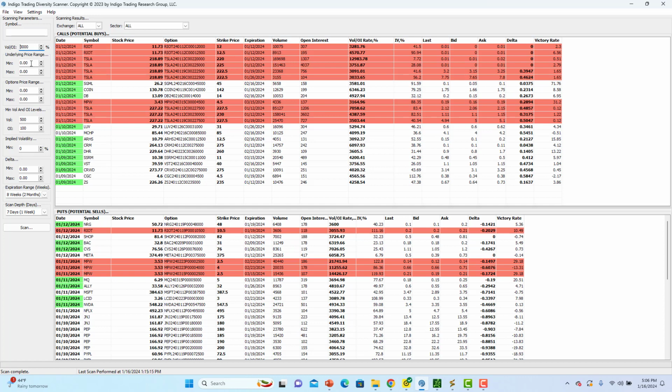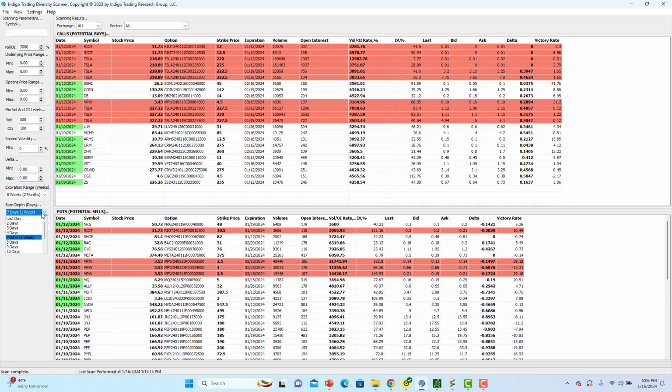Here you can, if you want, set a specific stock price or an options price. Say you don't want to pay more than X amount for an option, or you want to trade lower stocks. I set the default to 0. Now here is the minimum volume levels. I have it set at 500 and the open interest at 100. So I want contracts to have at least 100 open interest and the volume at 500.